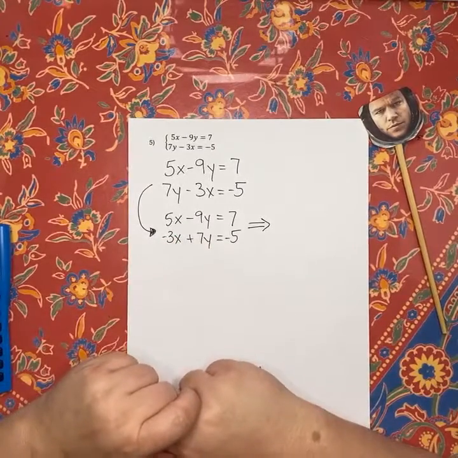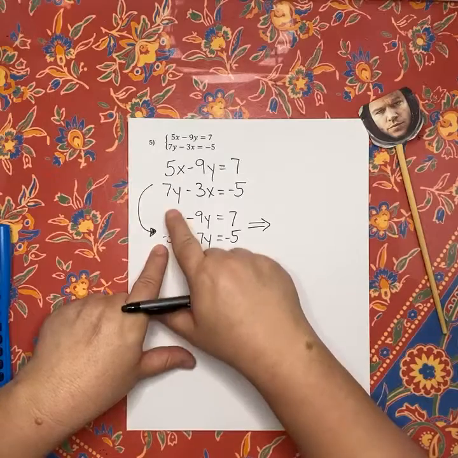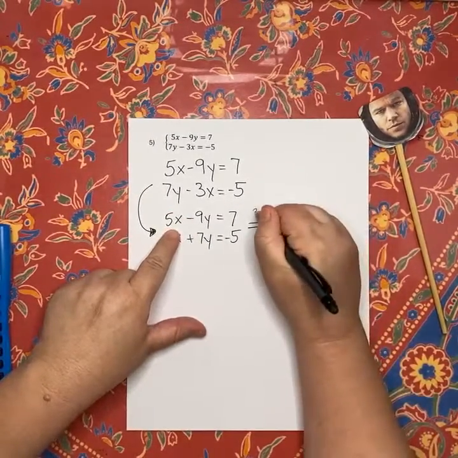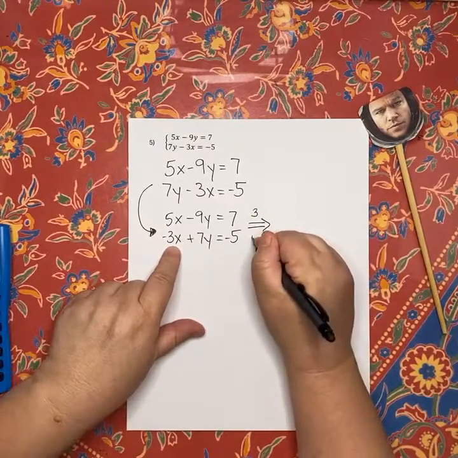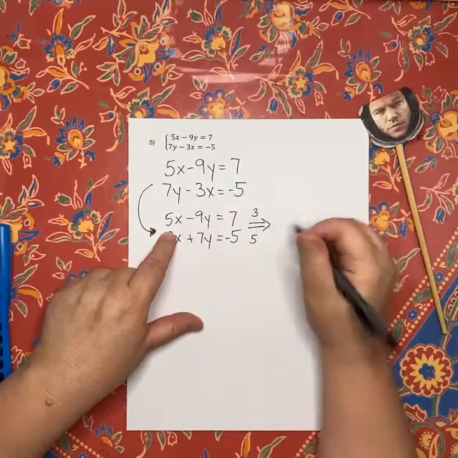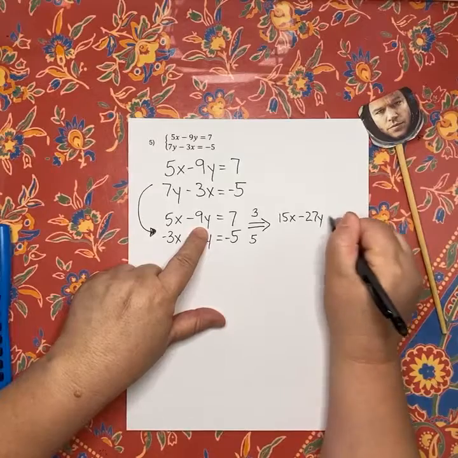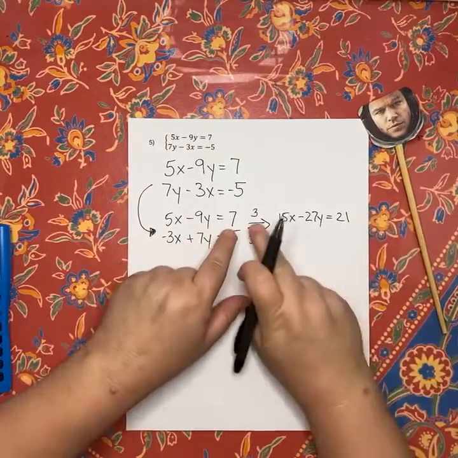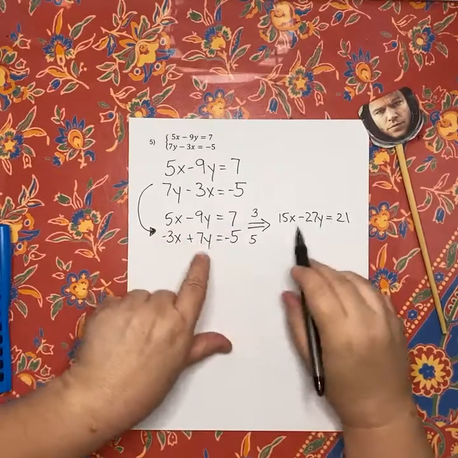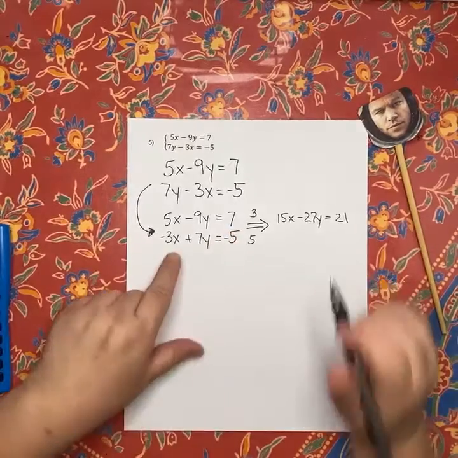It does not matter. So if I'm aiming for 15, this one's already negative. So we've got a positive and a negative, which is awesome. So up top, I'm going to multiply by 3. Down on the bottom, I'm going to multiply by 5. So up top, 3 times 5x is 15x minus 27y equals 21. Really important, don't forget the number. A lot of times people get so excited about the left side, they forget about the right side. Make sure you multiply that side too.